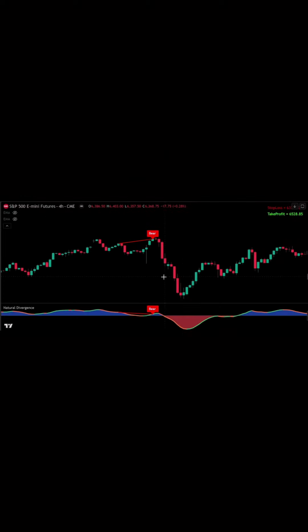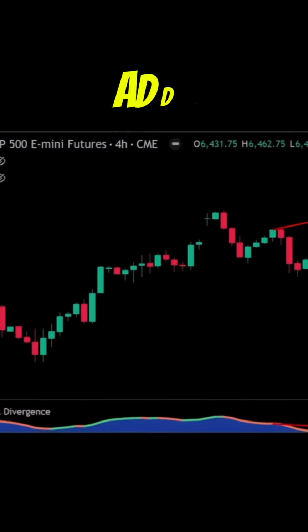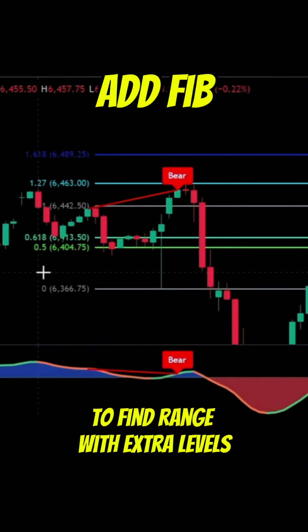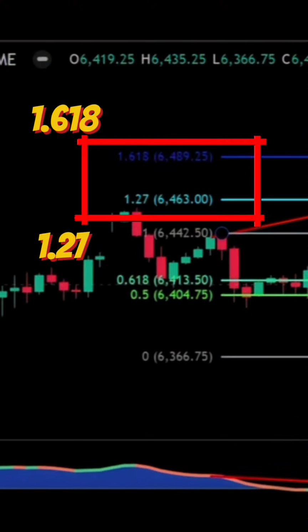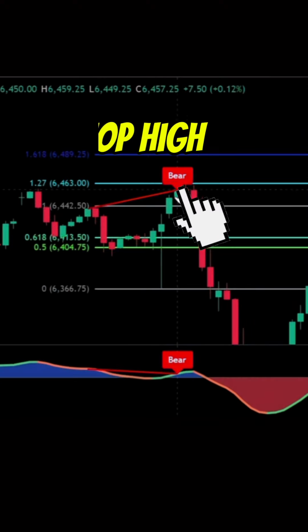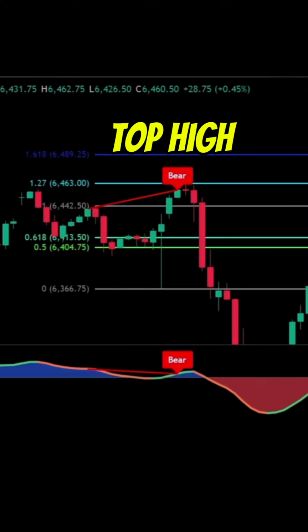Here's the first example. I've got the 4-hour chart of S&P 500 E-mini futures. Now I'm adding fibs to find premium and discount of a range, with extra levels to find zones to trade from. Specifically, I like to use a 1.27 to 1.68. We have a high here, the most recent high, to the low created.